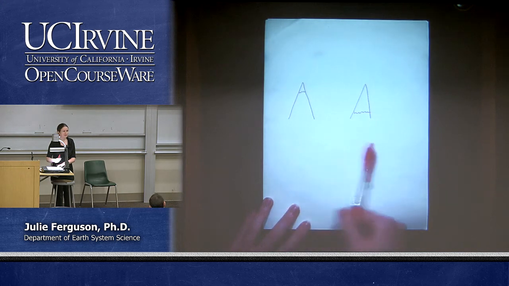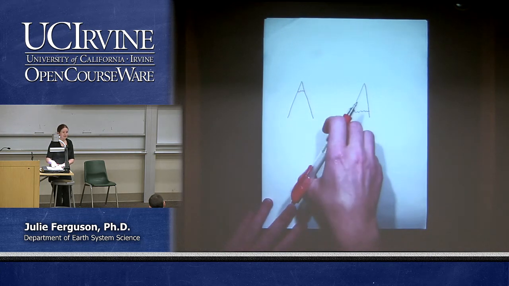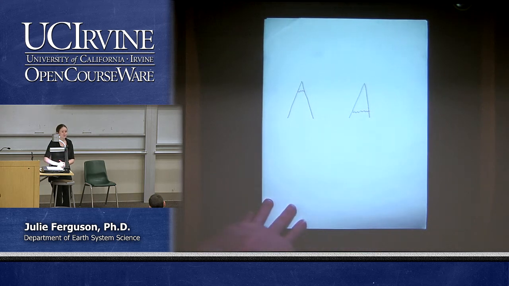Which of these mountains is it warmer at? The left one or the right one? Left. Which of these would get more snowfall? The left or the right? Right, okay? It becomes much easier to visualize this when you have this in front of you.